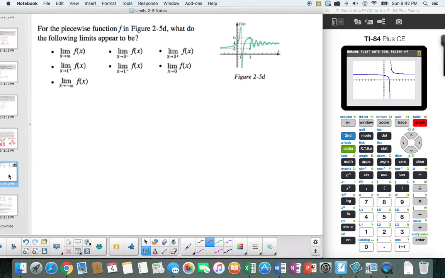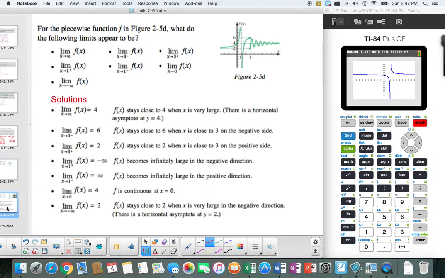All right, let's take a look at this picture and see if you can find all these limits according to this picture. I'll give you a few minutes, stop the screencast, and then you'll see the answers. Here are the answers.